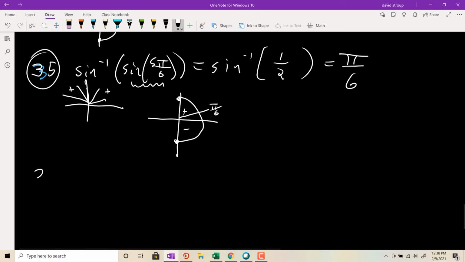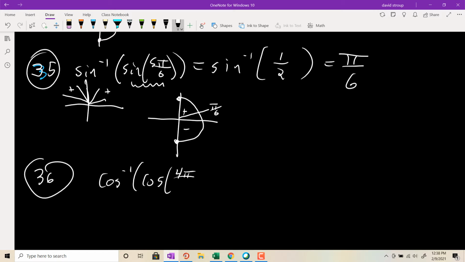Okay. Let's look at another one. Here's 36. We have the cosine inverse of the cosine of 4 pi over 3.